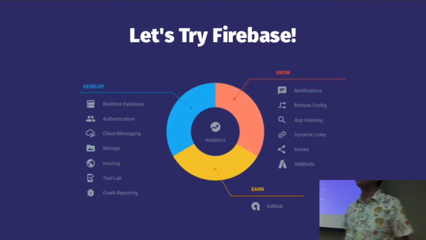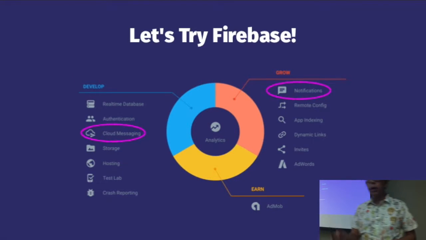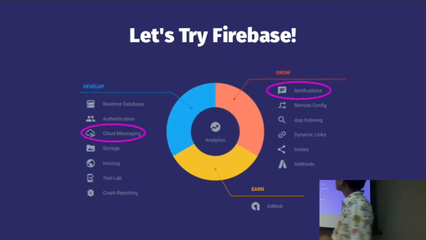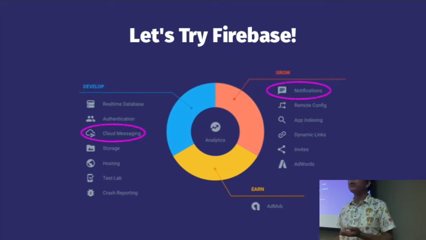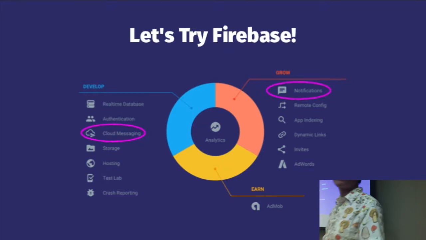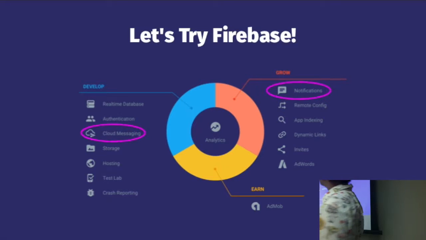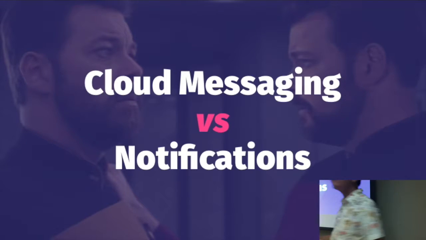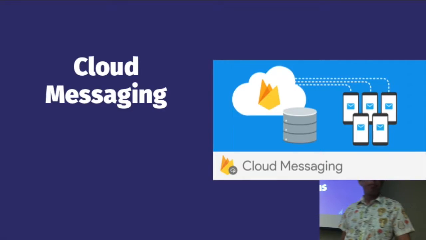For my blog app, I knew I needed notifications, cloud messaging, but if you look, there is 2 things labeled notifications and cloud messaging. If you're familiar with GCM and its precursor, C2DM, you're probably familiar with cloud messaging, but what's notifications? Is it an evil twin? Is it 2 sides of the same coin? Let's have a look a little closer.